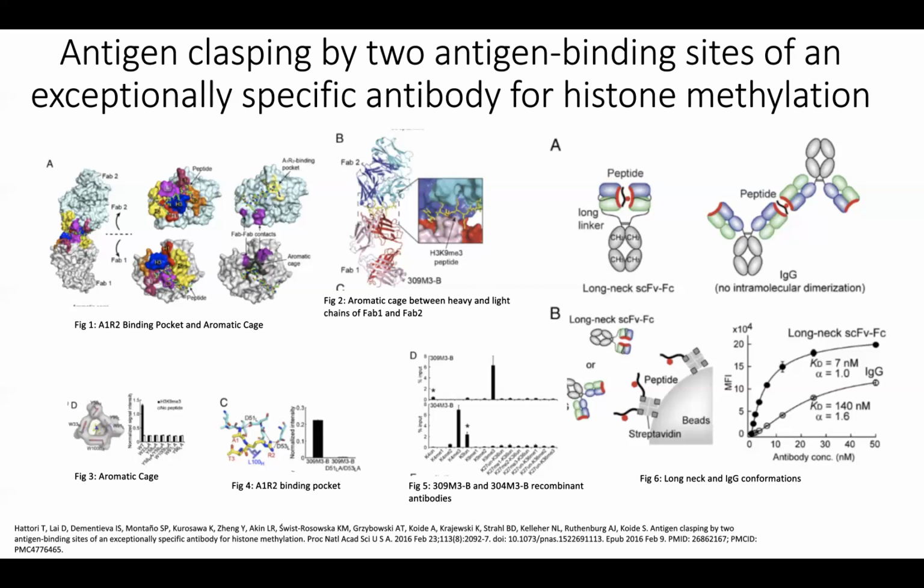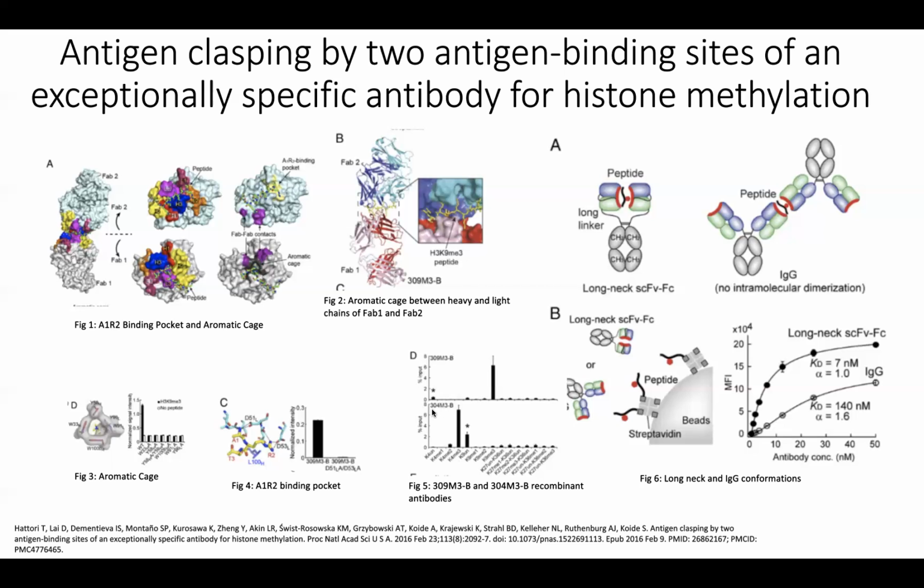So the recombinant antibodies 309M3B and 304Me3B have very high specificity compared to the regular varieties. And this can be seen in figure 5, where 309 binds almost exclusively to the K9Me3 and 304Me3 binds almost exclusively to K4Me3.